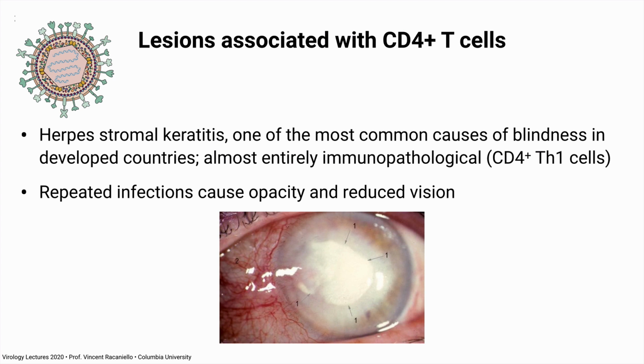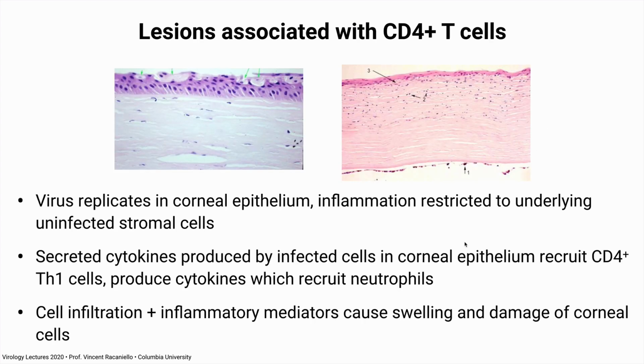It's almost entirely immunopathological, and it's caused by CD4 positive Th1 cells. What happens here is that the virus is reproducing in the eye, and repeated infections typically cause opacity and reduced vision. So one or two will not do this, but as you accumulate infections over time, the cornea becomes opaque and leads to blindness. How does this work?